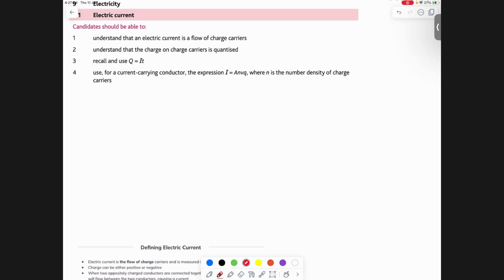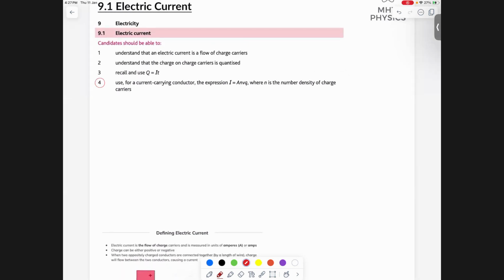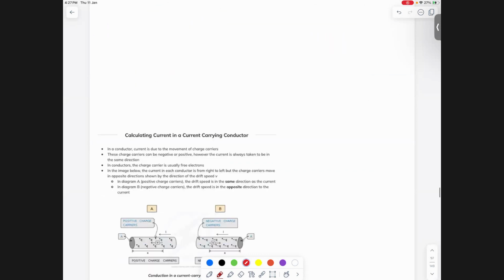Current is the rate of flow of charge. Q equals to IT. It's just the fourth one that is the new topic. I equals to NAQV. And it's very new. It was introduced in the 2017 course, okay? So that's something new. So I equals to NAQV is an equation.